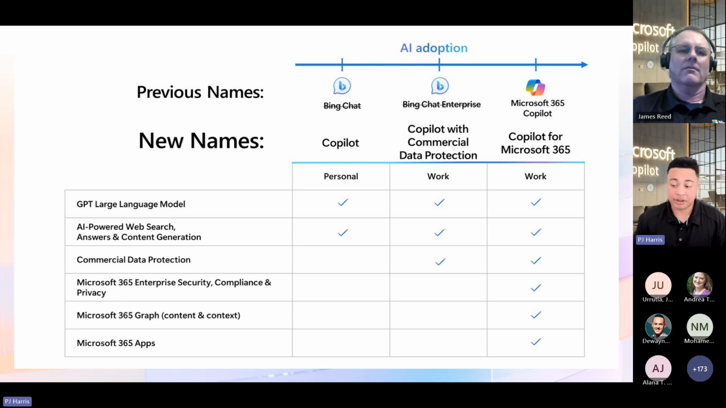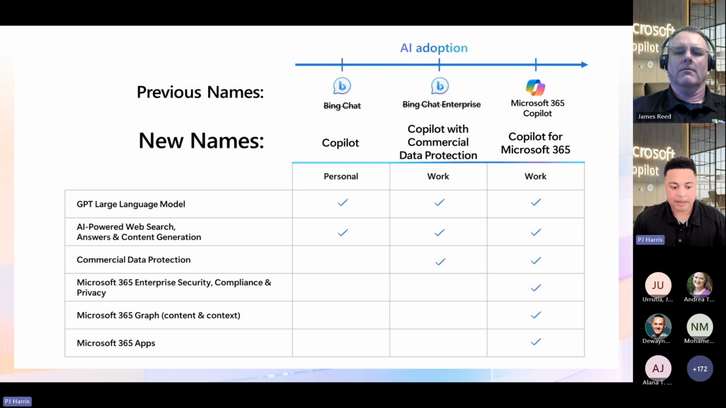And then bringing on Copilot for 365, you get much more, right? You get it integrated with your current security and compliance policies. You can also utilize the Microsoft Graph, which is all your company data. That's what provides the content and context for Copilot responses. And it is also integrated within Microsoft 365 applications.